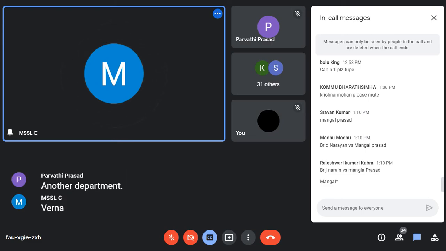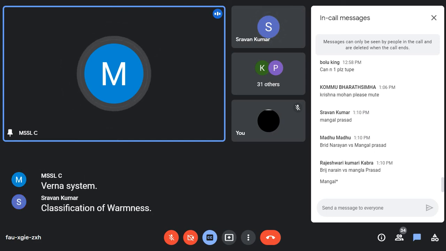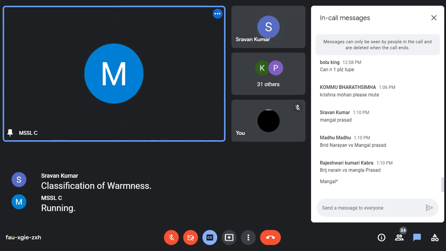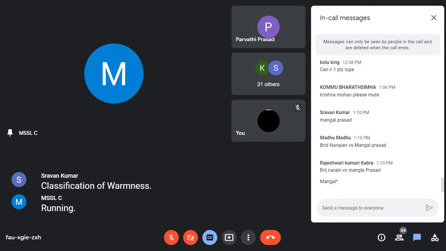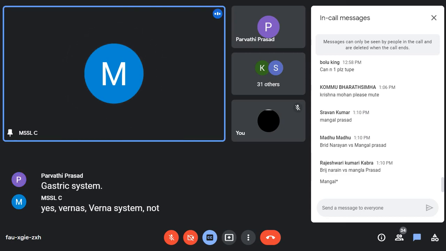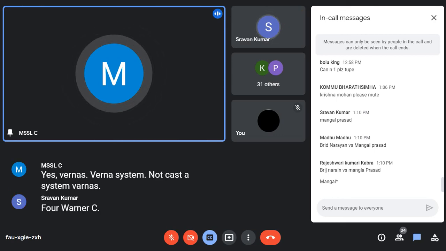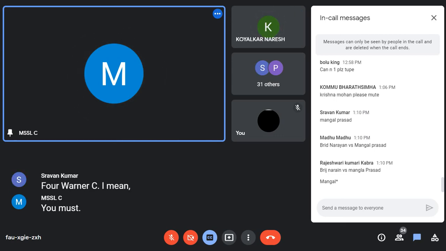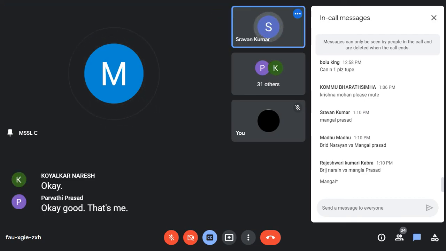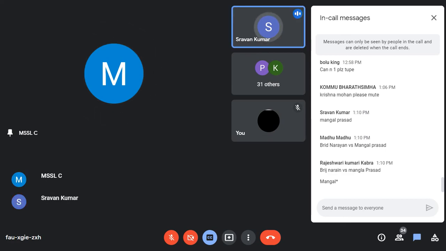Varna system. Classification of Varnas. System, madam. Sorry? Caste system. Yes, Varnas. Varna system, not caste system. Varnas. 4 Varnas. Varnas, then Ashramas. Okay. Yes, madam. Parikramas. I hope you got it, you remembered now. Yes, ma'am. Parikramas, Kankaryas.